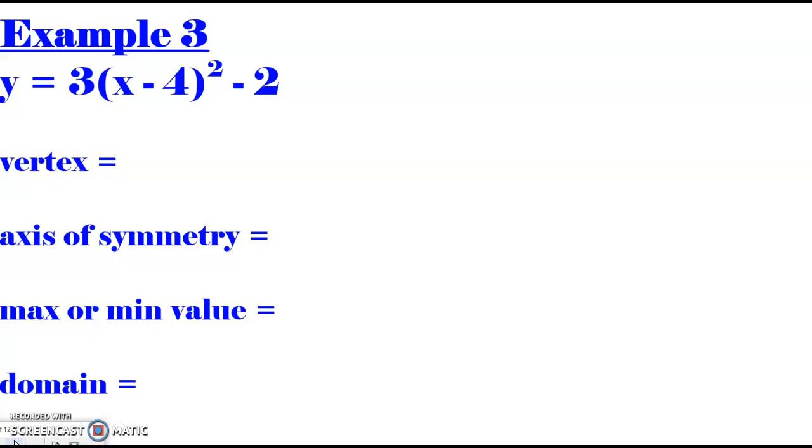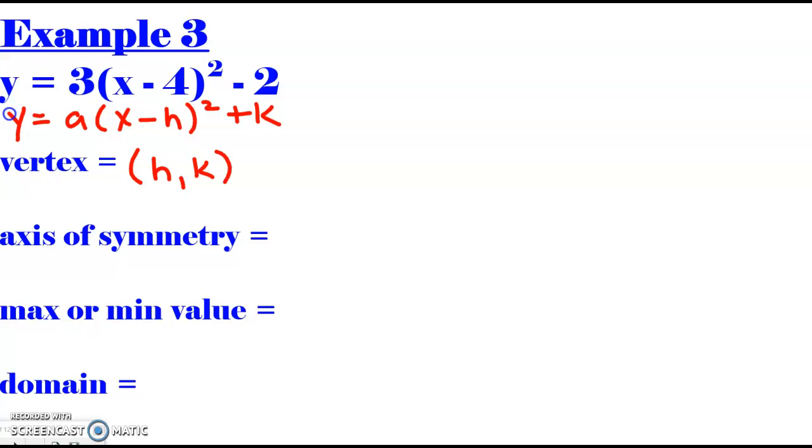All right, so here we're going to start picking out the pieces, and then in a little bit we are going to graph. So you can see this is in vertex form: y equals a times (x minus h) quantity squared plus k. So remember the vertex is (h, k). Axis of symmetry is x equals h. Minimum or maximum has to do with a being positive or negative.